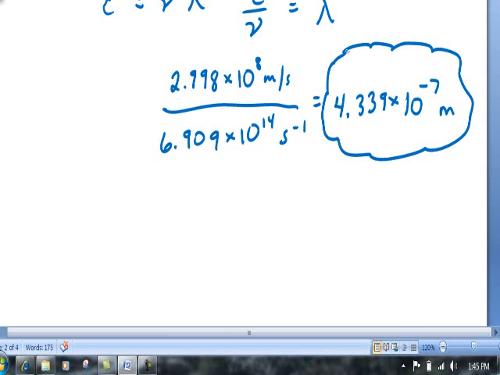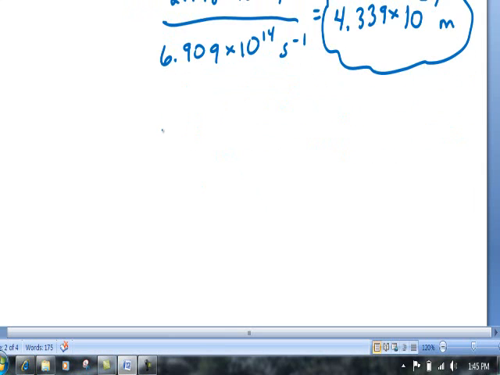Now, one thing, light is often expressed in terms of nanometers, so you would need to know how to convert between meters and nanometers, or from nanometers to meters.